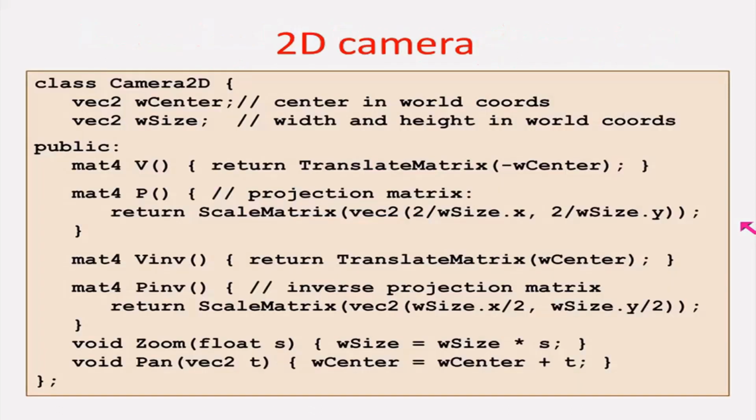A 2D camera is thus represented by the center called w center and the size called w size of the camera window. We use w initials since these data are interpreted in world coordinates. A 2D camera is associated with view and projection transformations as well as their inverse. Zoom and pan operations are just the modifications of the size and the center, respectively.